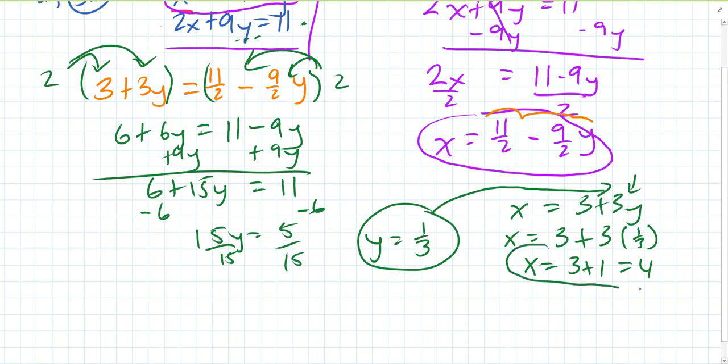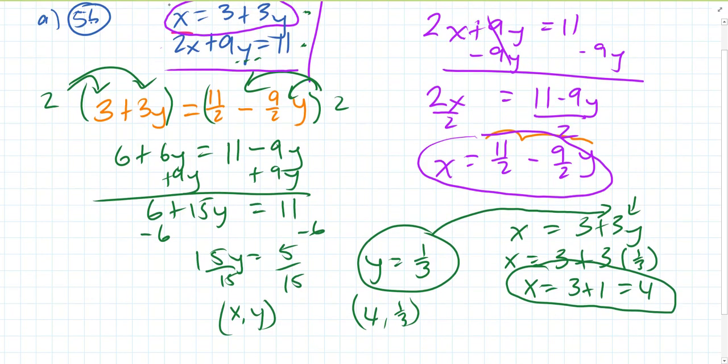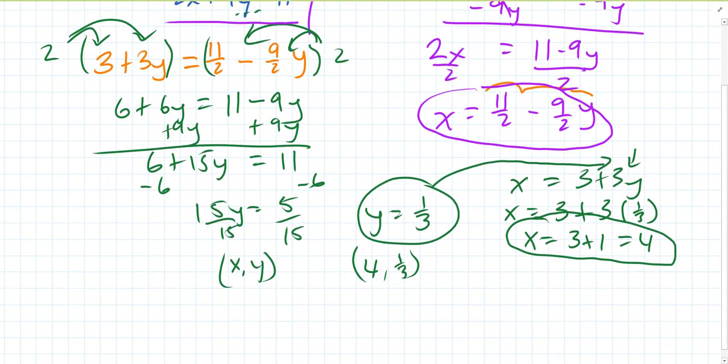Okay, I have an x and a y, so my point of intersection, where the graphs would intersect, would be at 4, because we have an xy coordinate, right? The x is 4, the y is 1/3. So the solution will be (4, 1/3). If I graph these two lines that were given to us to begin with, this is where they would intersect.